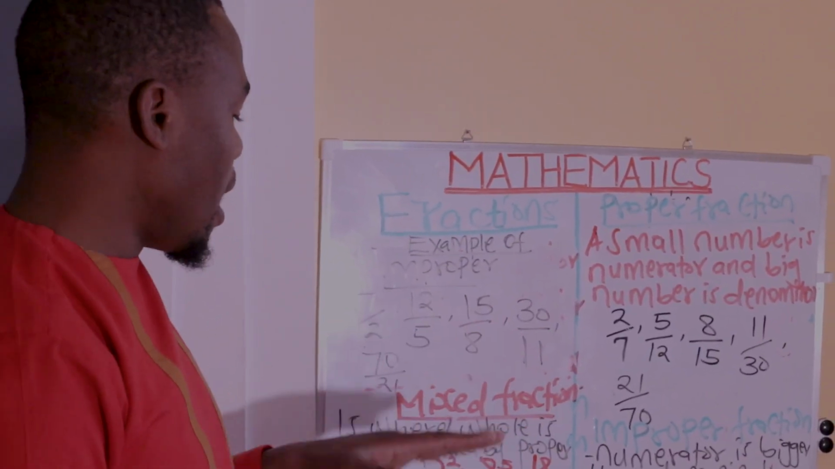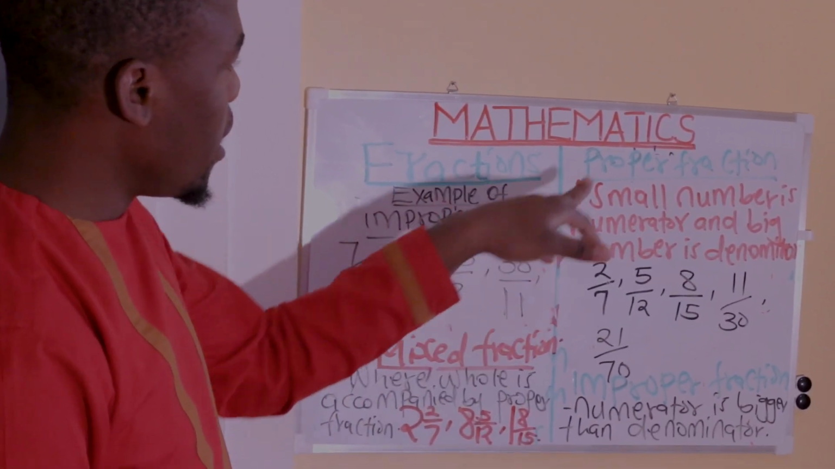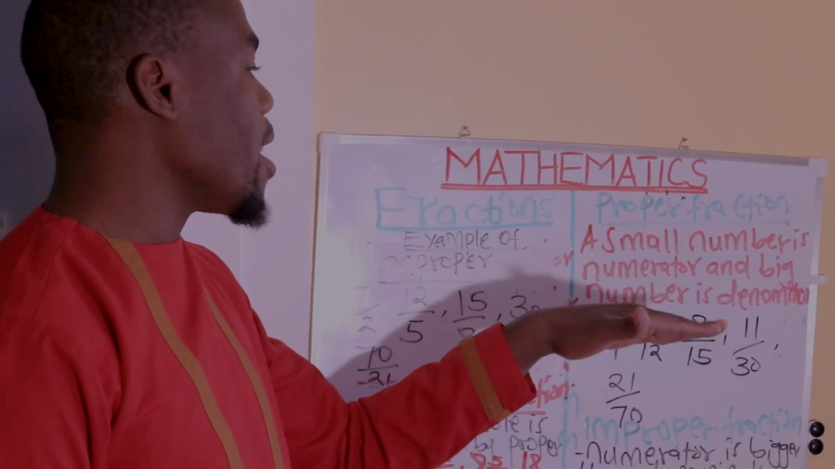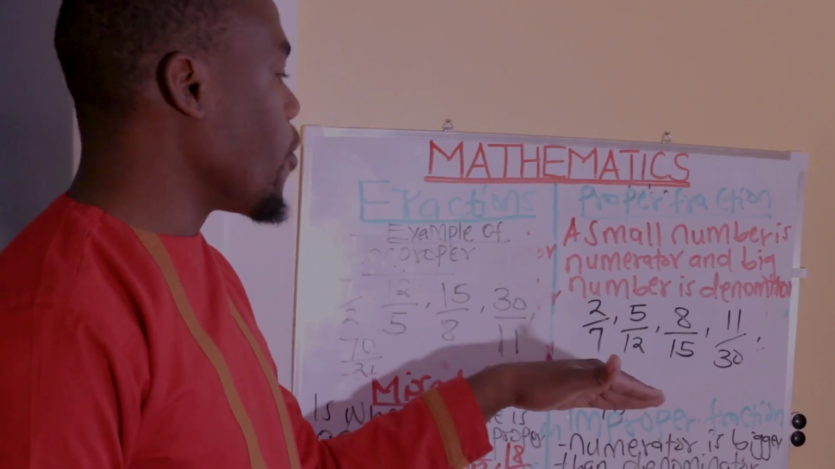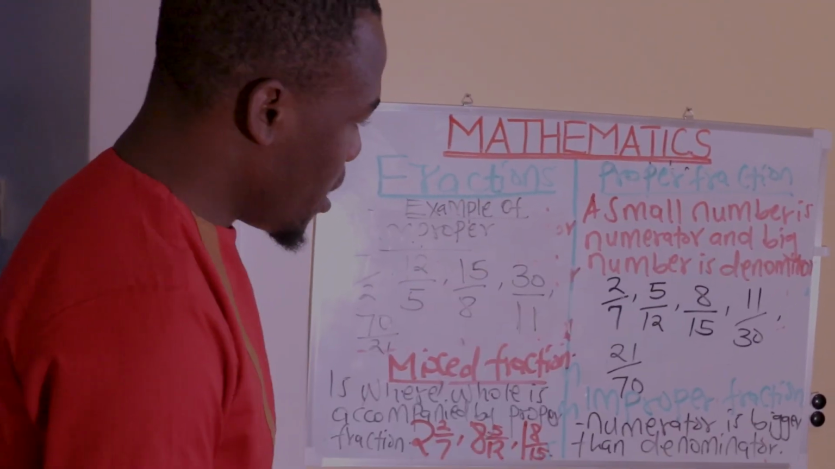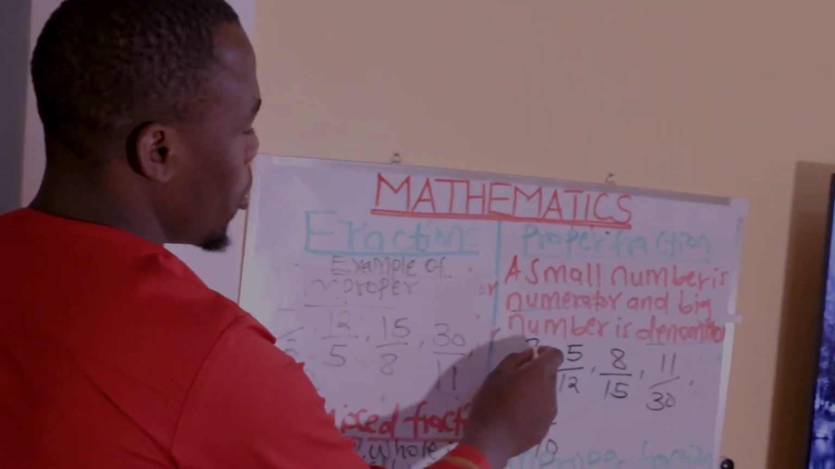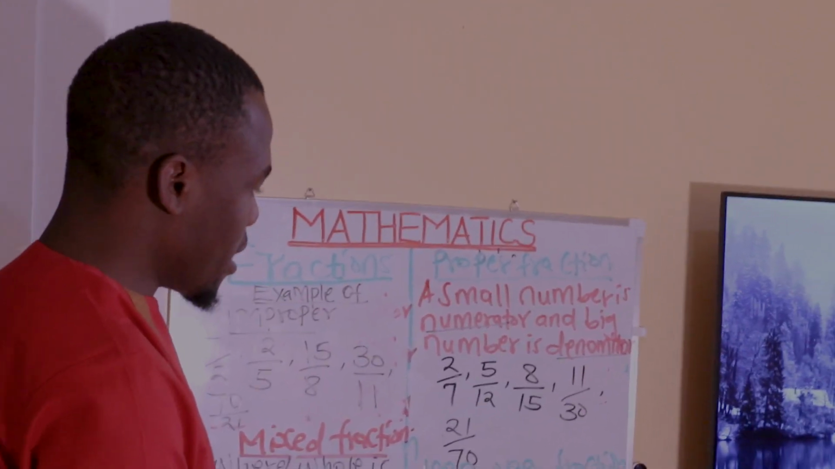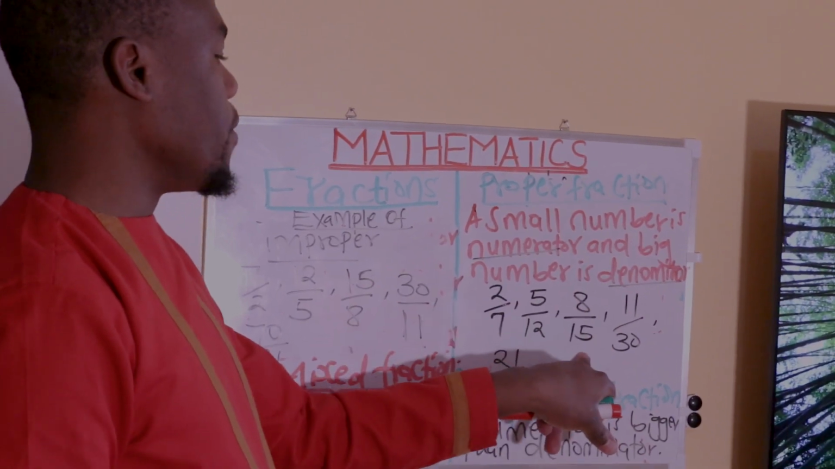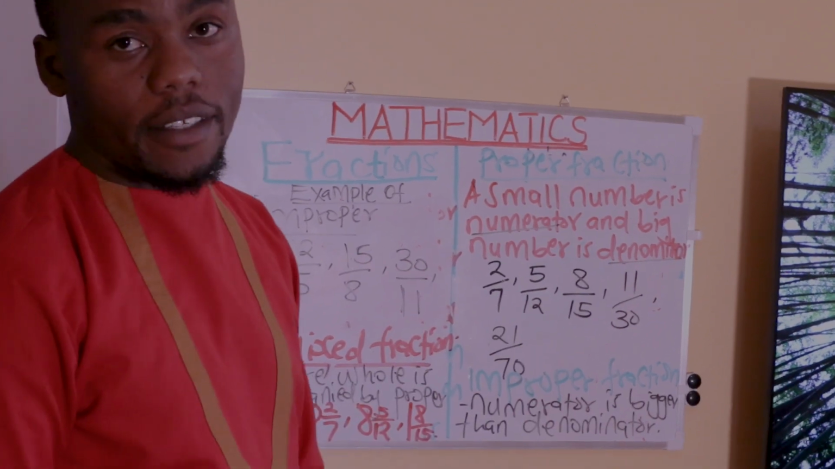Now, let us go through the types of fraction. The first type we said is a proper fraction. It is a type of fraction where a small number is on top of a big number, and the small number on top we call the numerator. It is where a numerator is on top of a denominator, and the numerator is very small. You can see we gave examples like 2 out of 7, 5 out of 12, 8 out of 15, 11 out of 30, and 21 out of 70.